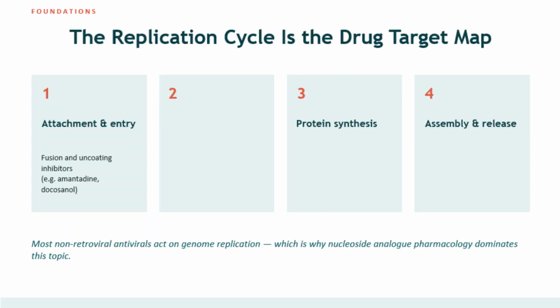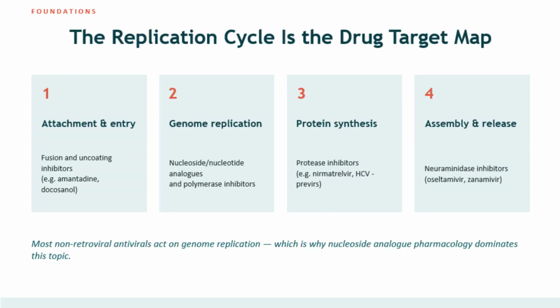This slide is the map for everything else, so let me walk you through it. A virus attaches and enters your cell. It uncoats, it copies its genome, it makes its proteins. Then it assembles and escapes to infect the next cell. Every single one of those steps is a place where we can intervene, and every drug we discuss today lives at one of those arrows.